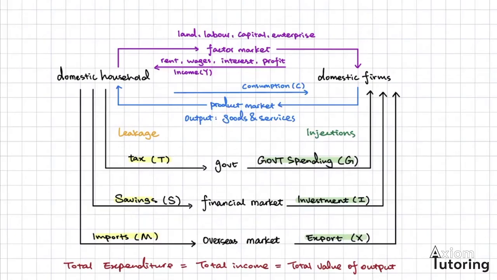So if the injections become larger than the leakages, more spending will enter the economy than leaves it. Firms receive more revenue, they will expand their production, and hence national income will rise. On the other hand, if leakages exceed injections, firms receive less revenue and production falls, while national income will finally decline. In conclusion, the circular flow of income helps us understand how different sectors of the economy are connected.